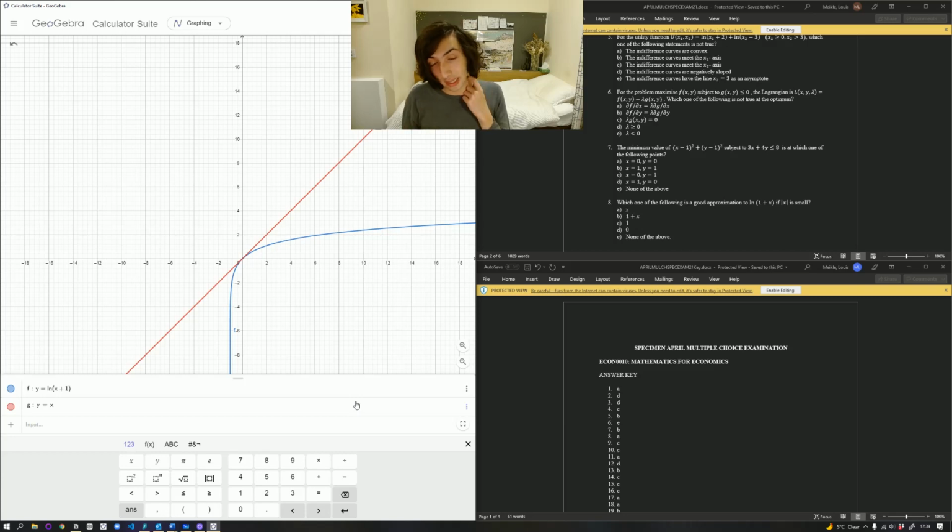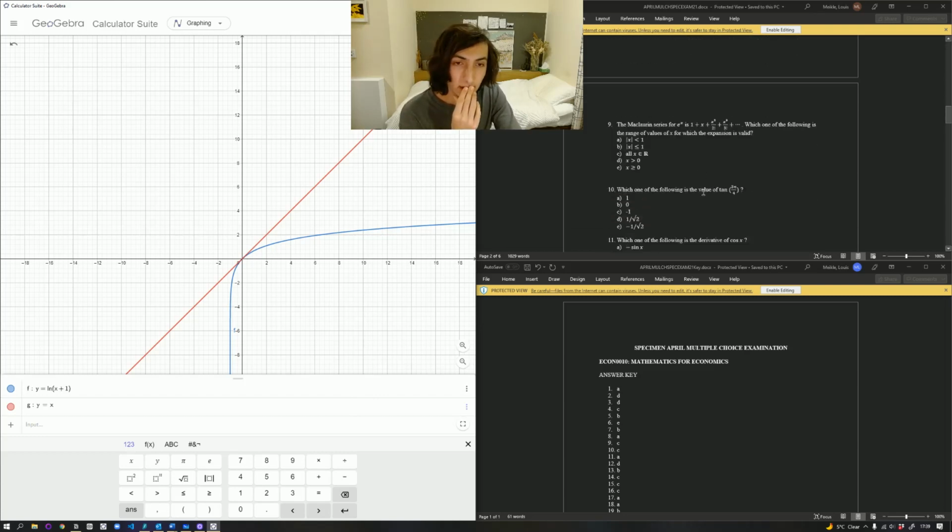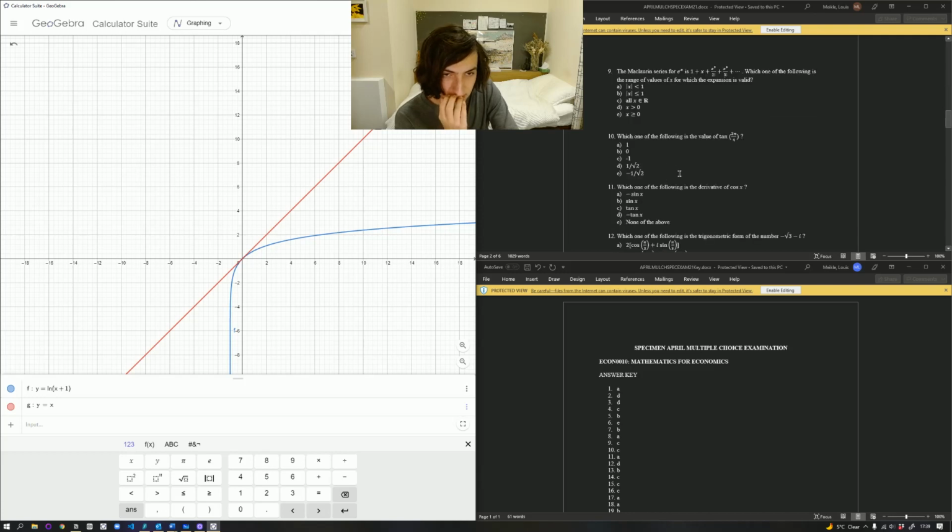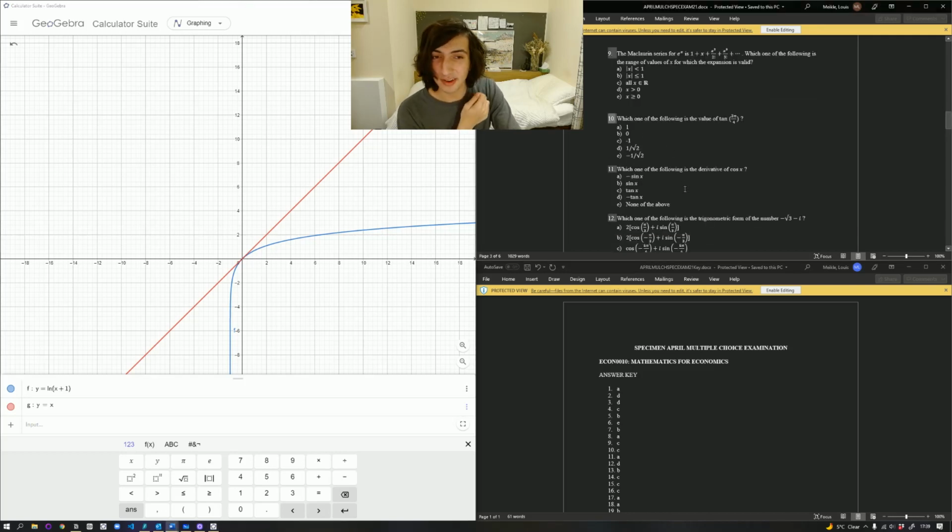Again, visually, this will help. If you look at it visually, it's much easier to see. Okay, moving on. We have not done Maclaurin series yet, so I will not get into that. However, it is C in this case. Thankfully, there's no real range of values for which an expansion is valid. And 10 and 11, I expect you guys to get.